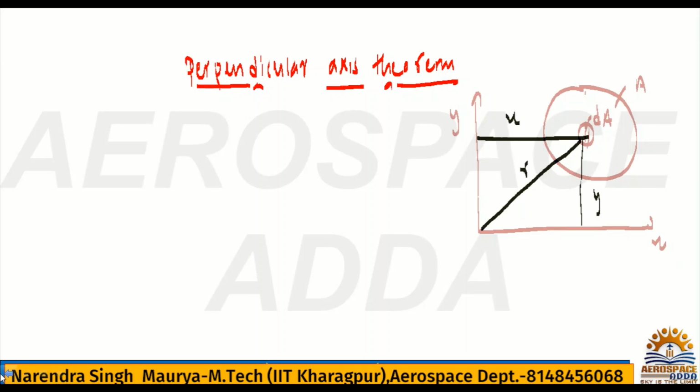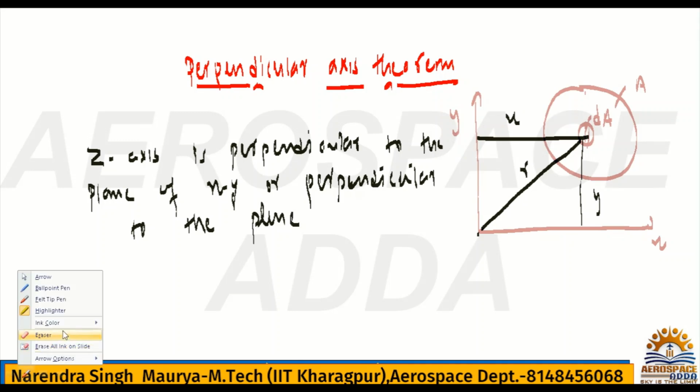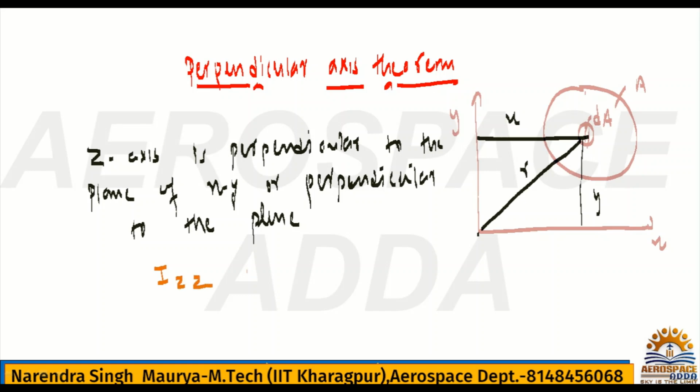I am interested to calculate the moment of inertia for the z axis. So where is the z axis? The z axis is just perpendicular to the xy plane. Basically the z axis is perpendicular to the plane of xy, simply perpendicular to the plane. So if I'm interested to calculate the moment of inertia or second moment of area perpendicular to the plane, that will be Izz. Once you are interested to calculate it perpendicular to the plane, then you have to use the perpendicular axis theorem.